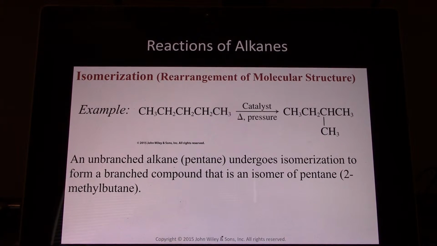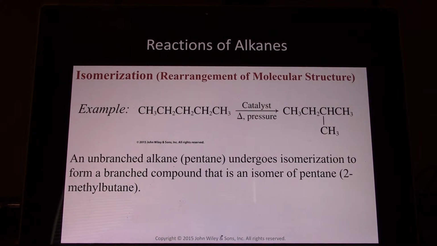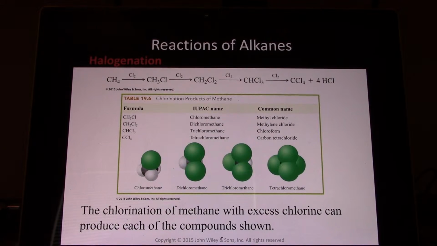Isomerization. With enough temperature, pressure, and catalysts, we can rearrange a chemical. So isomerization is a common reaction.